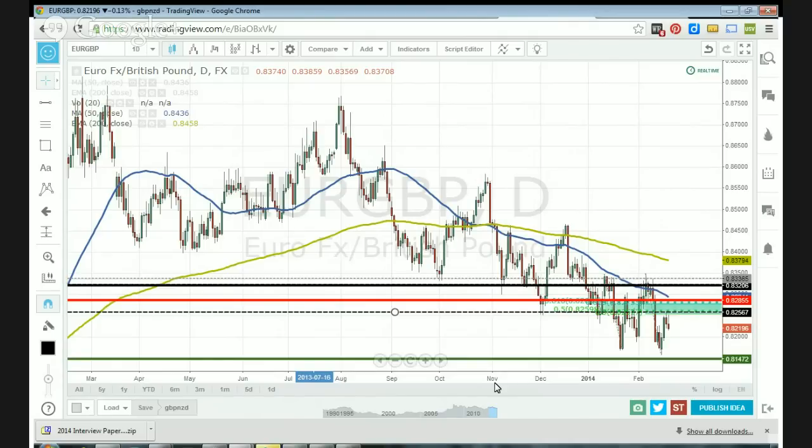And the target here is for 110. So it's a little more than 3.5, right? Yeah, it's a little more than 3.5 reward risk, 3.5 to 1 reward risk. So we will go short Euro Pound.